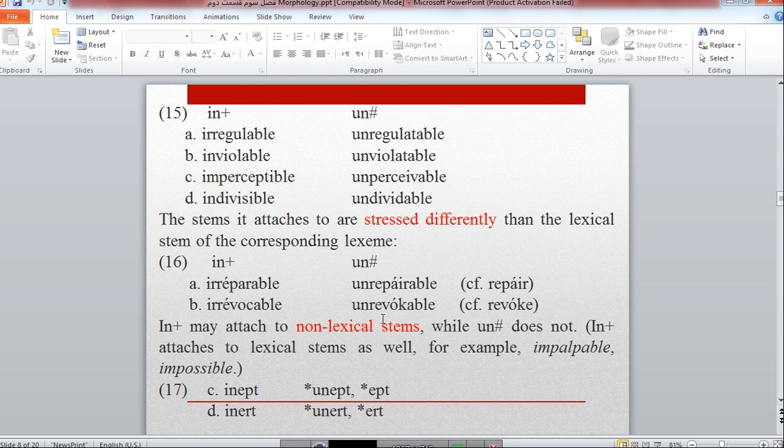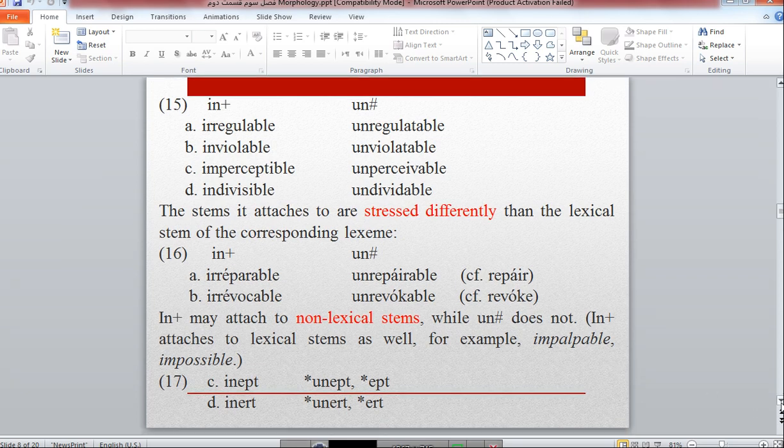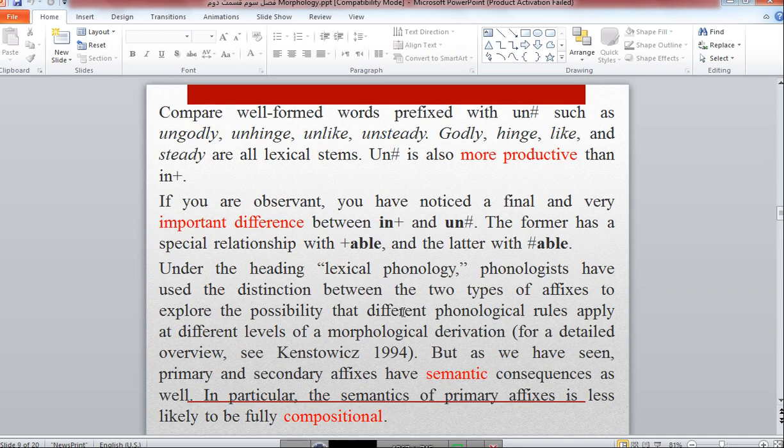So compare well-formed words, prefixes with on, such as ungodly, unlike, unsteady, for example. These words, for example, godly and steady, are all lexical stems. An exception to this general observation is unkempt. There is no lexical stem kempt, so this is an exceptional form. Another difference, on, as a secondary prefix, is also more productive than in as the first prefix.